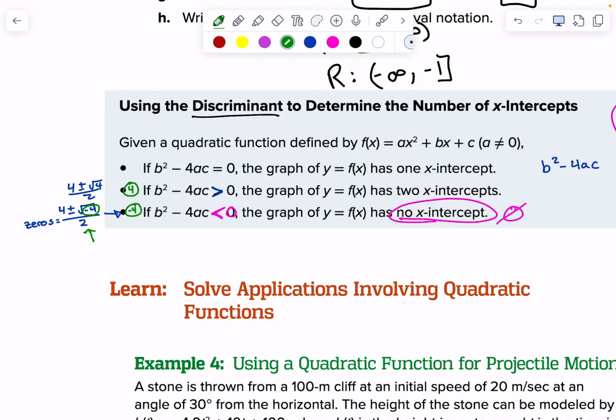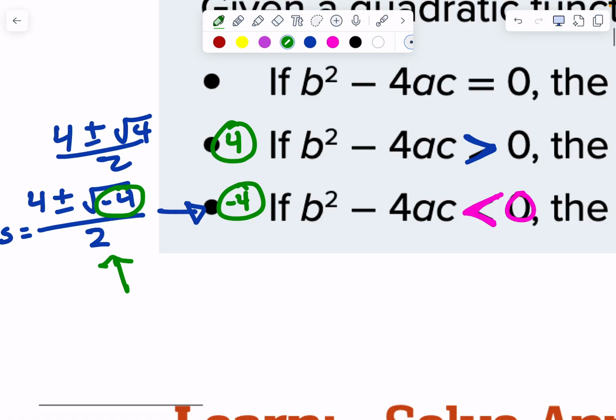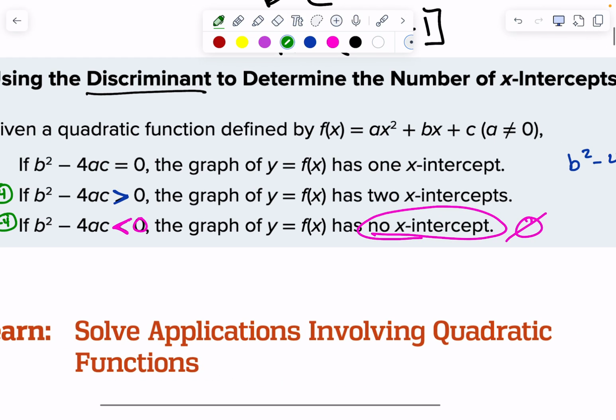Yep, so if he is positive, he will have 2 answers. For example, the square root of 4 is 2, so I would have 4 plus 2, which is 6 divided by 2. That would be 3 as a zero. And 4 minus 2 is 2 divided by 2, which is 1. So he would cross at 3 and at 1. That's 2 solutions, 2 x-intercepts.